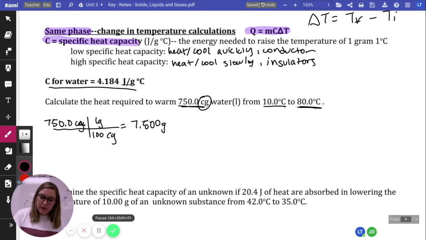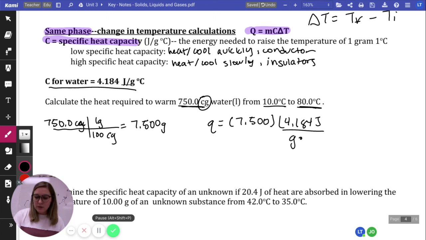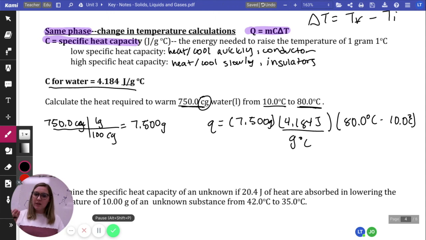All right, so now we're just going to plug everything in. So Q is equal to our mass, which is 7.500 grams, times our specific heat of water, 4.184 joules per gram degree Celsius. I forgot to put my units on my mass. Times our change in temperature. So I'm going to go final minus initial. So my final is 80.0 degrees Celsius minus my initial, which is 10.0 degrees Celsius. So that change there would then be 70 degrees Celsius.